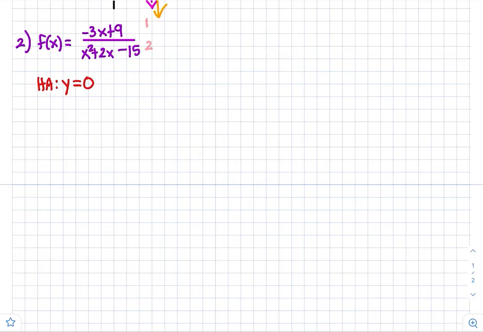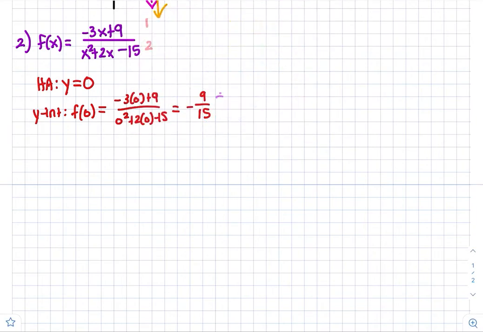Okay, y-intercept. For the y-intercept, you set x equal to 0. So f of 0 equals -3 times 0 plus 9 all over 0 squared plus 2 times 0 minus 15. Well, all you will be left with is 9 over -15. Simplify this fraction, and you get -3 over 5. So as a coordinate, you get 0, -3/5.